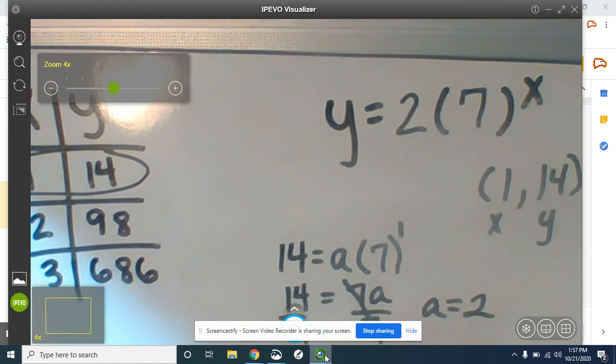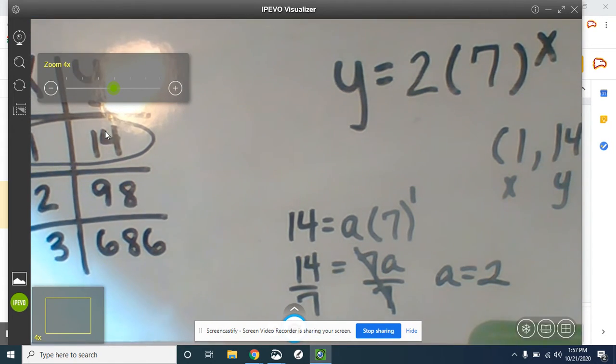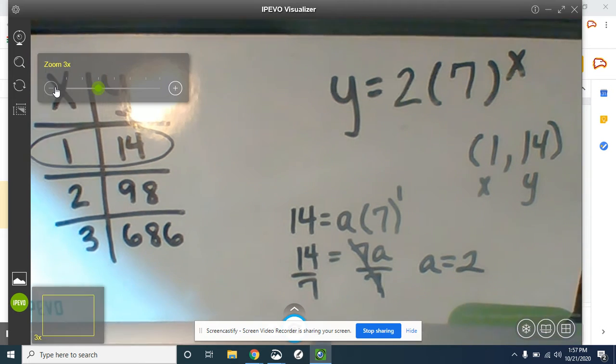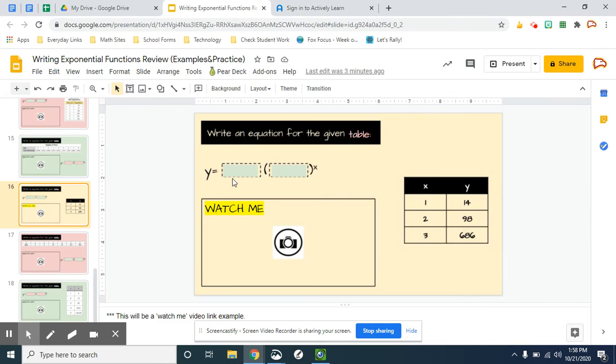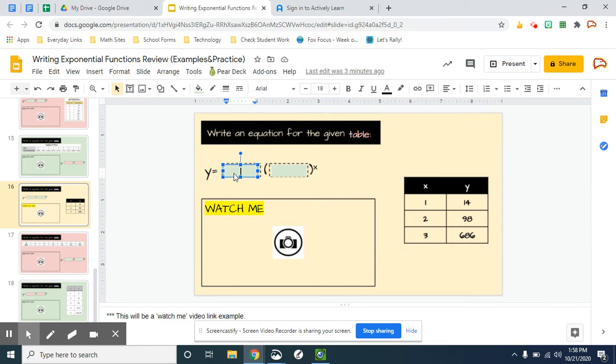So let's go put that on the slide. Let me zoom out for just a second so you can take in all that work if you were taking notes. All right. So going back to the slide, 2 ended up being our initial value, and 7 was our growth factor.